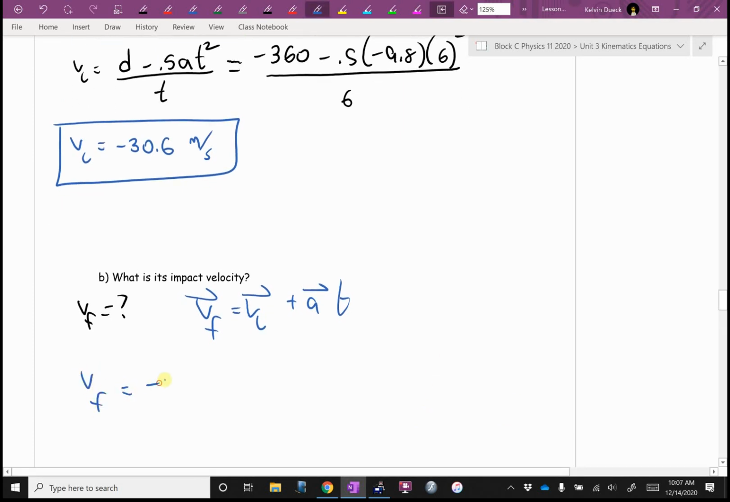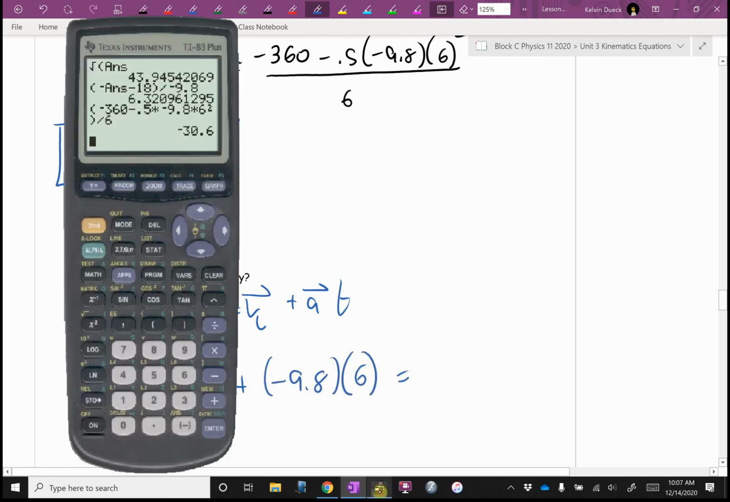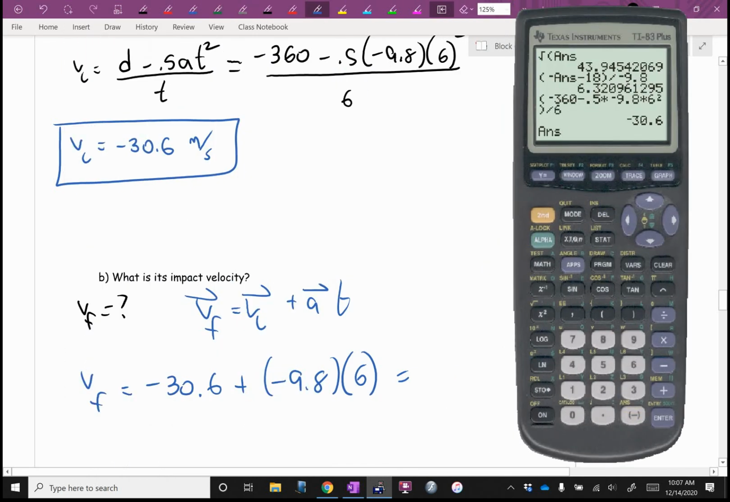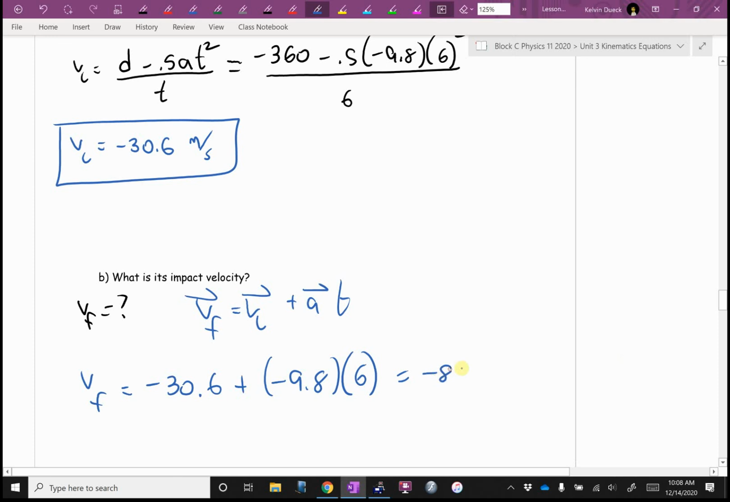VF equals negative 30.6 plus negative 9.8 times, what was T? 6. I can use the answer button, plus negative 9.8 times 6. And I get negative 89.4 meters per second. Okay. There you go.